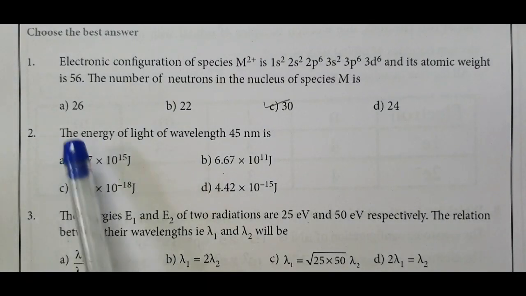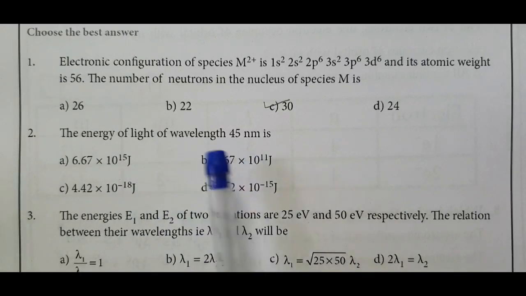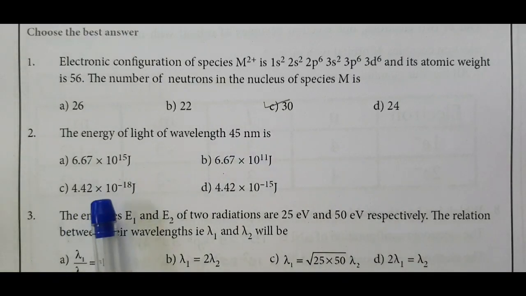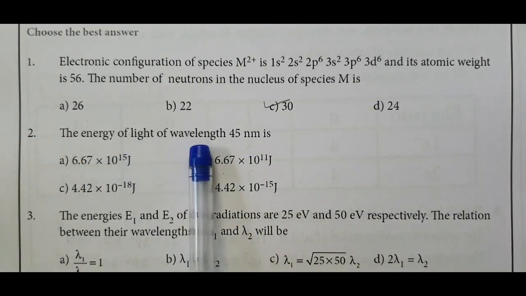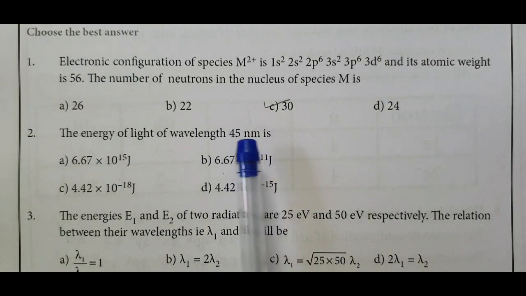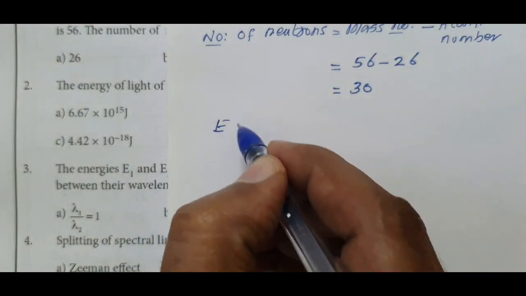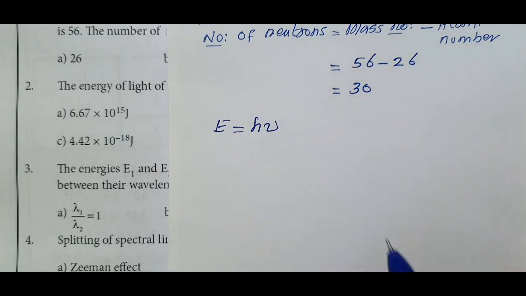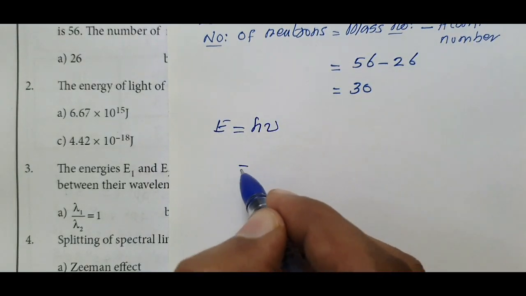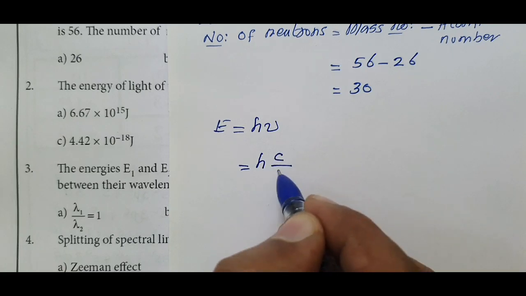One more question. The energy of light of wavelength 45 nanometer is. These 4 values are given. Now I am going to solve using the lambda value. 1 nanometer equals 10 power minus 9 meter. E equals h nu, we know the formula. h, and nu equals frequency of light equals c by lambda.